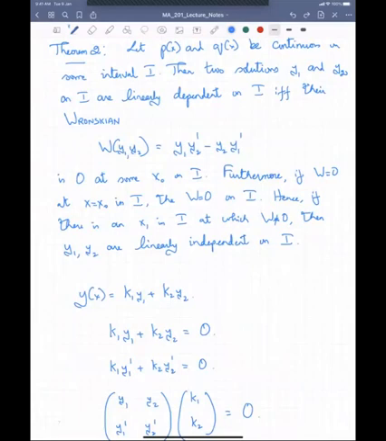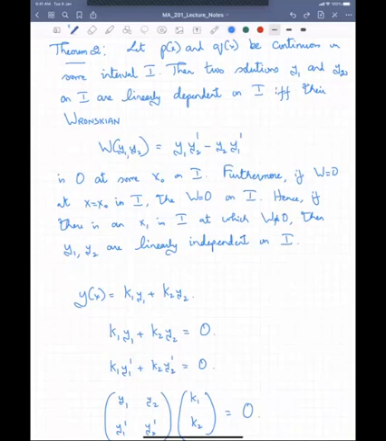Okay, but that is not all it says. If W is equal to 0 at some x equal to x0, then W is equal to 0 on the entire interval. So this is actually a very powerful statement. It tells you that if you evaluate the Wronskian at some particular point and you find it to be 0, then you're guaranteed that for the two solutions that you have, not any arbitrary functions, W has to be 0 everywhere on that interval.